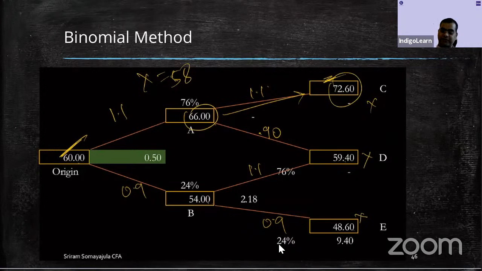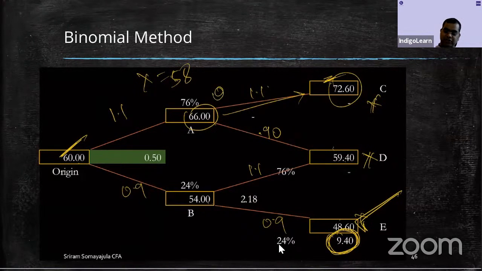What is the difference? What is the gain you will make? You'll make a gain of 9.4. So in both these cases, you are not doing anything, whereas here you are making a gain. So you take the expected value of these two and bring it to this node.